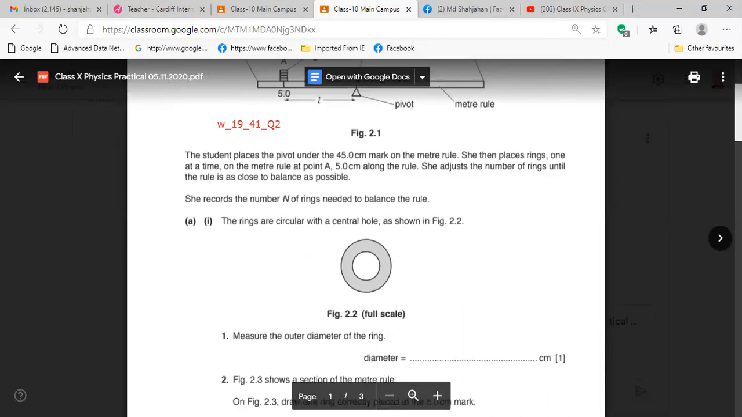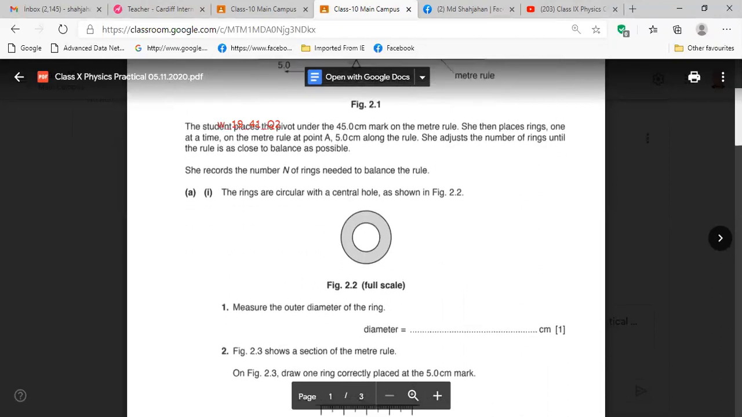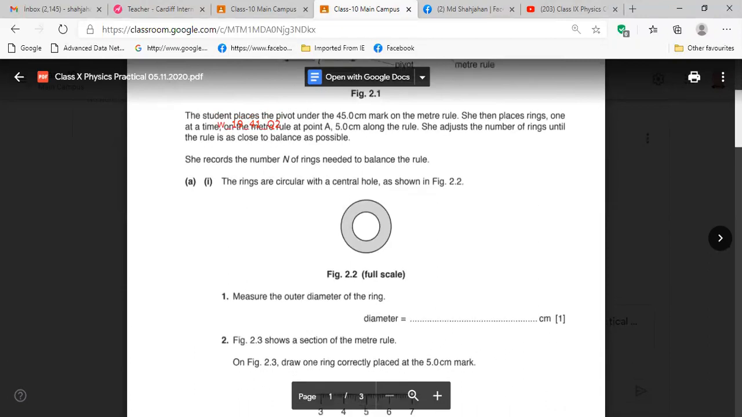Okay. So she records the number n of rings needed to balance the rule. The rings are circular with a central hole as shown in figure 2.2. Measure the outer diameter of the ring. So have you measured the outer diameter of the ring?